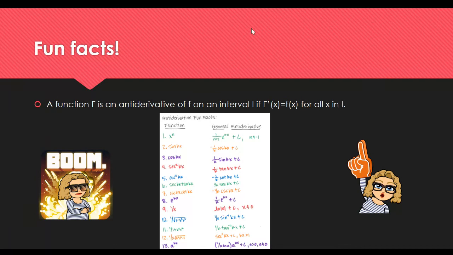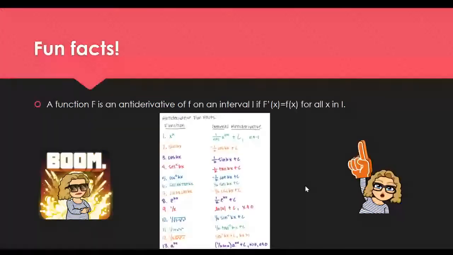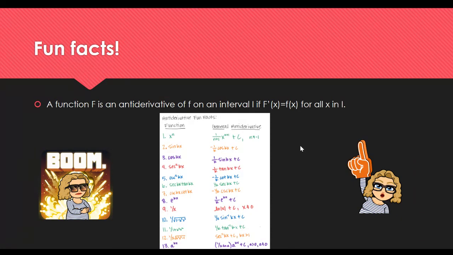So a function F is an antiderivative of f on an interval I if the derivative of F of x equals the original function f for all x in I. So there's a whole list of antiderivative fun facts, and normally I would print this out for you in color and laminate it for you, but we didn't quite get to that before we were sent home for the year. So I'm going to attach this on Classroom so that you have your own copy, because this is going to be like the most helpful thing for the rest of the year.